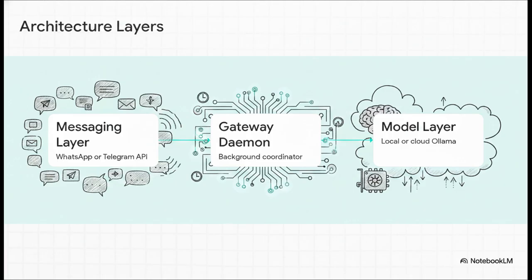Step 3 is the model layer, running Ollama locally on your GPU or via the cloud. But step 2, that is the absolute secret sauce, the gateway daemon. This coordinator just runs quietly in the background, and it's solely responsible for holding those messaging connections open and managing all those complex multi-step tasks while you just go about your day.